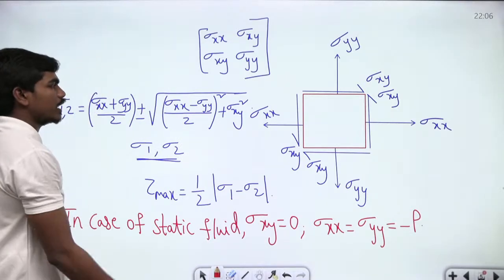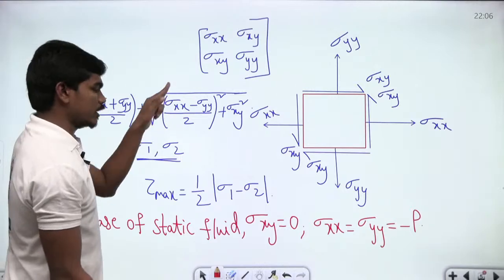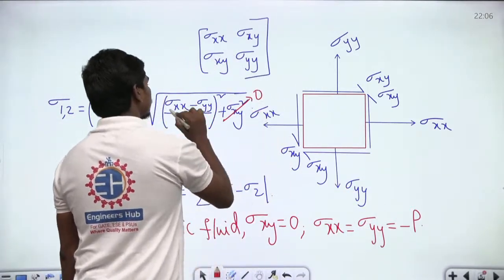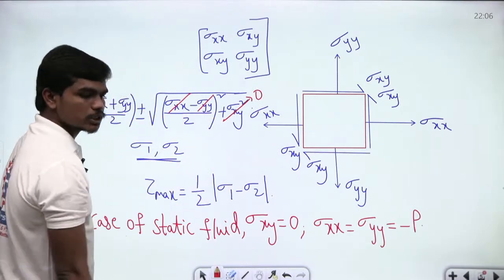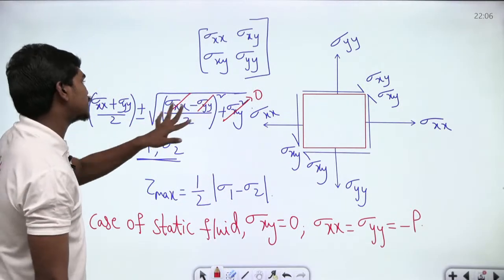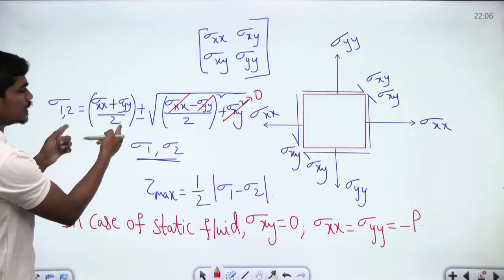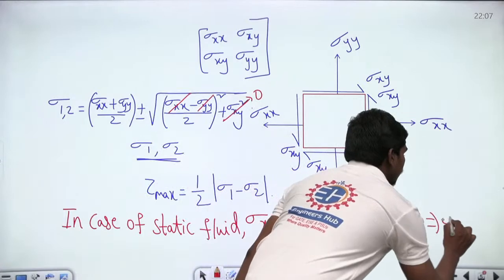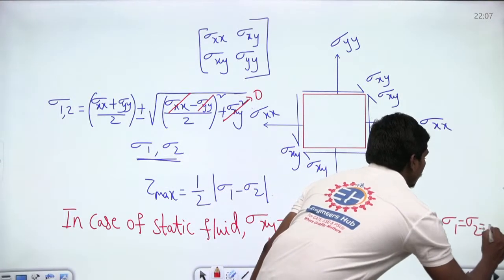What happens to your sigma 1 and sigma 2? This term will be completely 0 because this sigma xy is 0, and sigma xx and sigma yy both are the same. So these two get cancelled off. And if these things get cancelled off, then sigma 1 and sigma 2 are both equal, and they are equal to minus P. So this implies sigma 1 is equal to sigma 2 is equal to minus P.